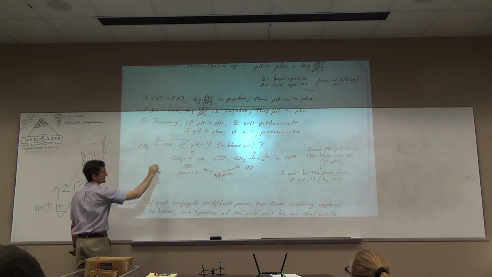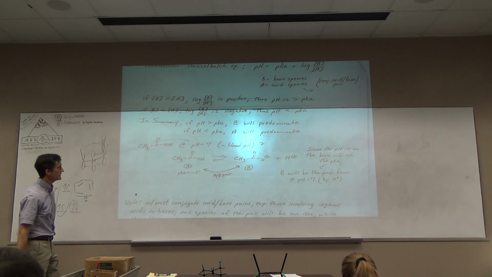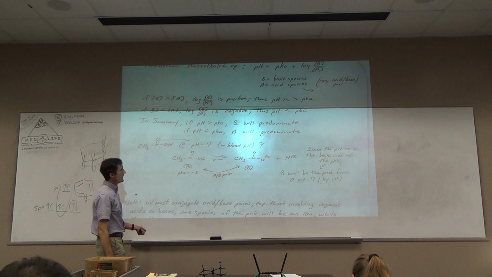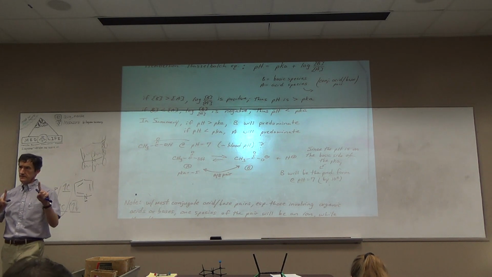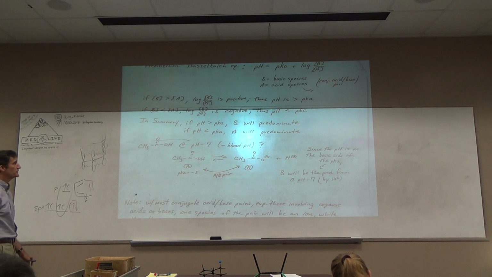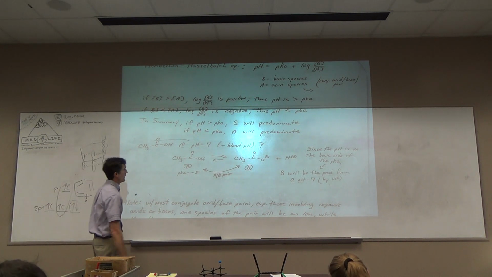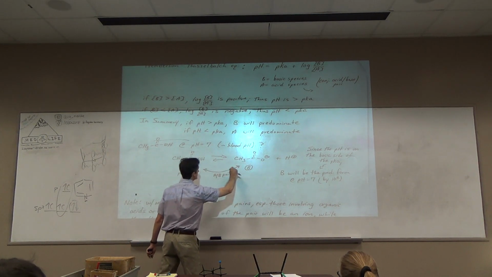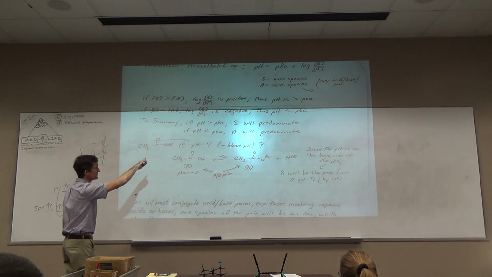Acetic acid, how will it exist at pH of 7, which is blood pH? You've got to know the two forms, the acidic form and the basic form. When an acid acts as an acid, it becomes the conjugate base. We should be able to show the conjugate base. Here's the acid, here's the conjugate base. Which one's going to be favored at pH of 7?